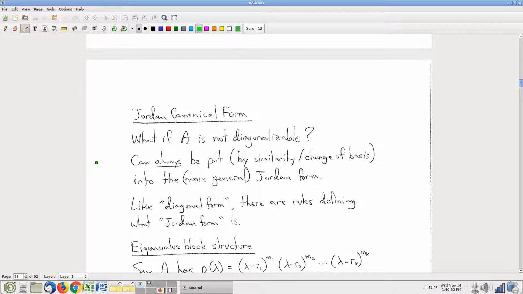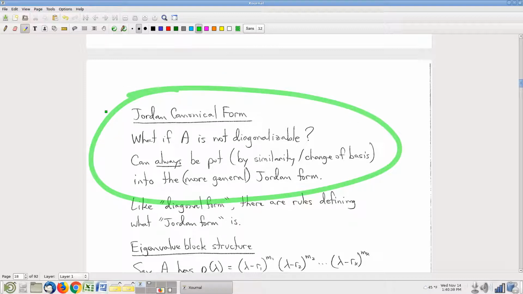So a quick summary, starting with Jordan canonical form. What's the deal with Jordan canonical form? It's a consolation prize to diagonalizability. If you want to diagonalize a matrix, but you can't because there aren't enough eigenvectors, the good news is there will always be at least one way to put it into Jordan canonical form. Okay, so what is Jordan canonical form?